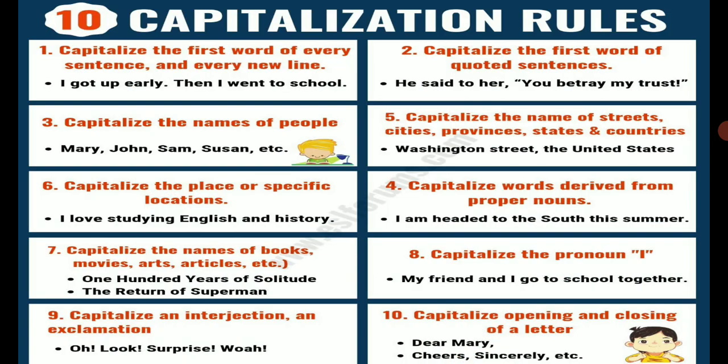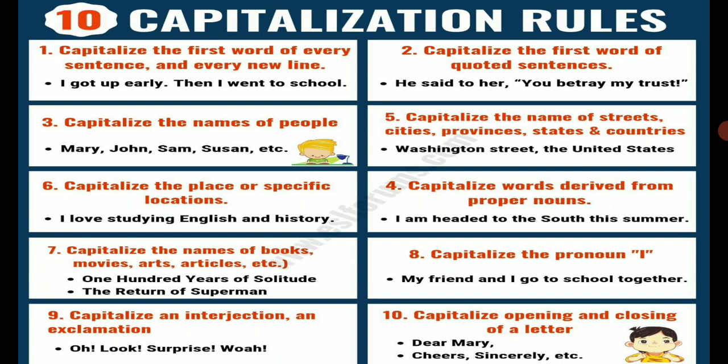So let's start the revision of what we had learnt in our previous lectures. First is capital letters. How and in which cases do we use the capital letter? First is capitalize the first word of every sentence and every new line of a poem. If it is a statement, a simple sentence, the sentence will always start with a capital letter. And whenever we write a poem, the first word of all the lines of the poem will be capital.